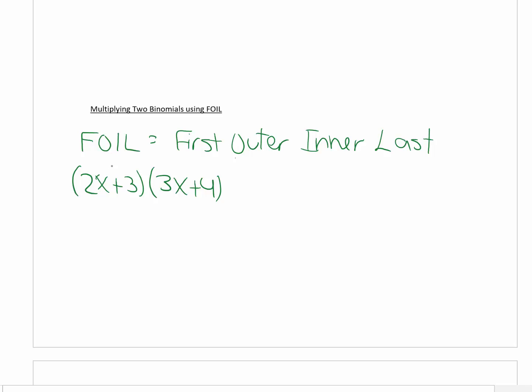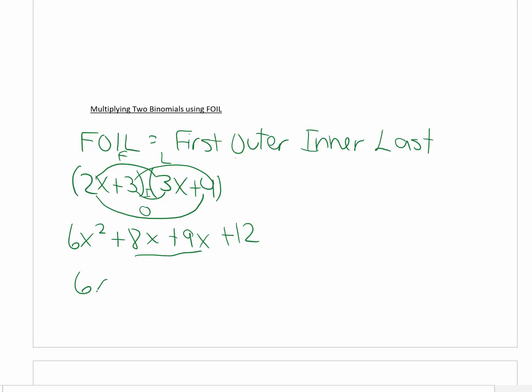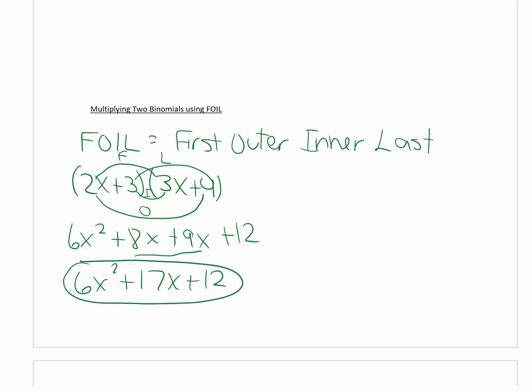method. Well, I'll take 2x times 3x, that's the F. Well, that is 6x squared. These two terms are the outer. These two are the inner. And these two are the last. Combine like terms. We've multiplied here. Now, the FOIL method is only useful when I am multiplying two binomials.